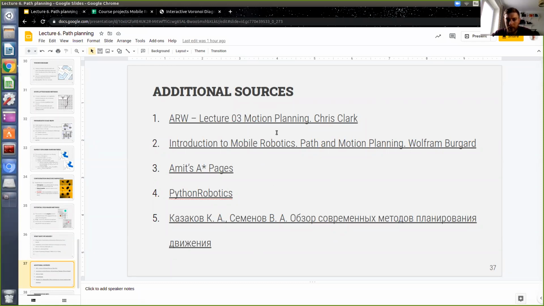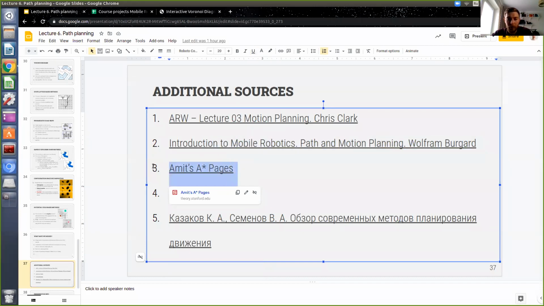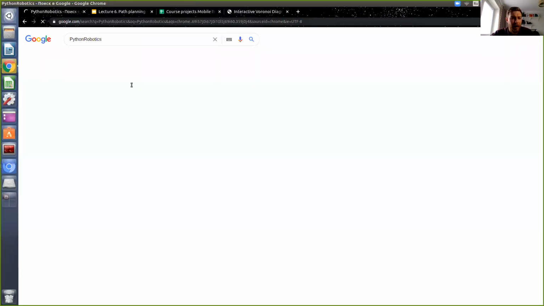There are, as usual, additional resources. There is a really good one in Russian for Russian-speaking students. This is the overview of modern planning methods, and many pictures in this lecture are from this source. But in English, there are also really good books, lectures, and presentations. You can check. There is one for A-star, if you want to go into details of A-star. And the one thing I wanted to show you is actually on Piazza. You can find it there, not only for path planning.